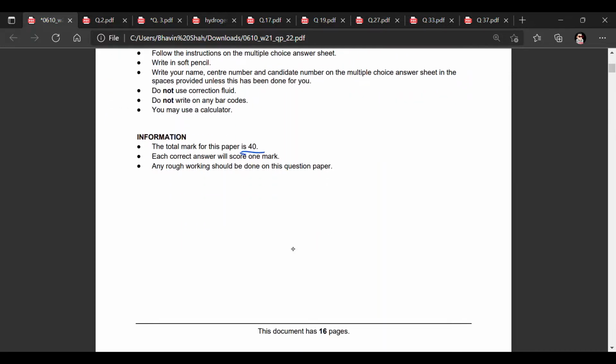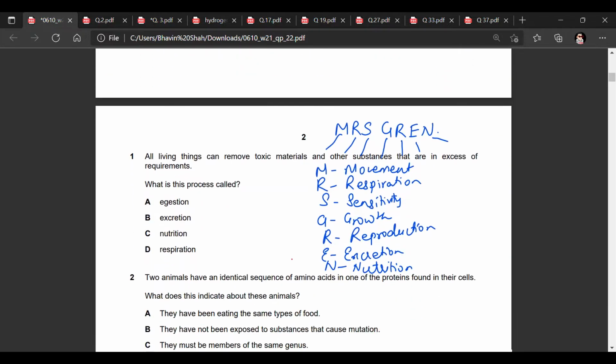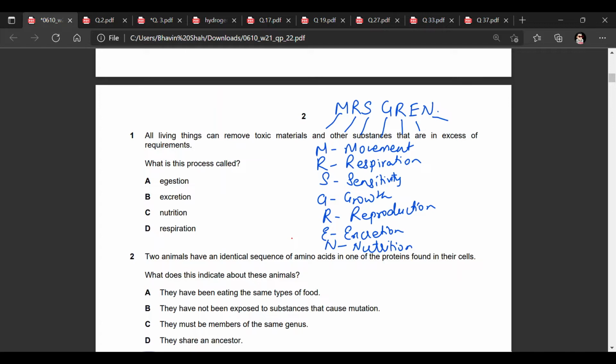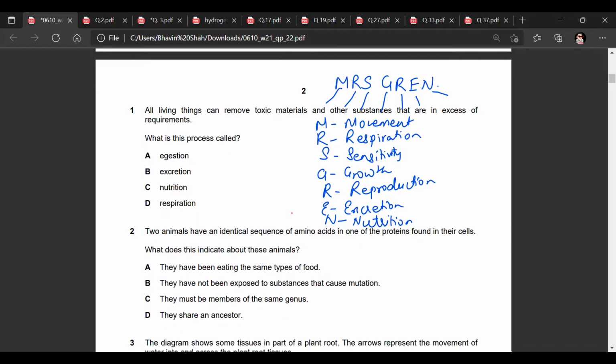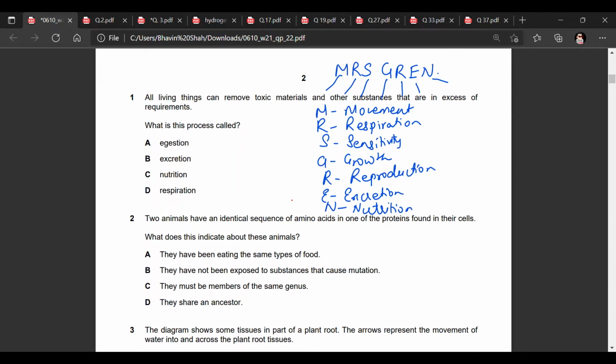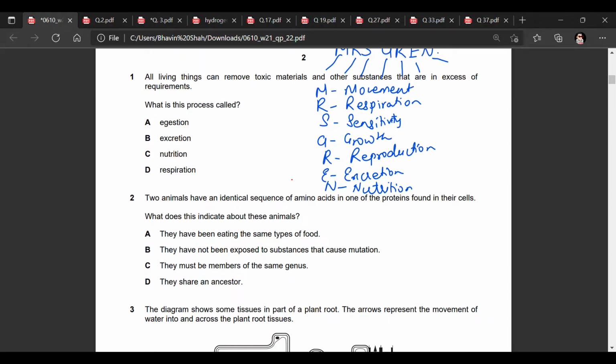Starting with the first question, we are looking at all living things can remove toxic materials and other substances that are in excess of requirement. What is this process called? This particular question comes from chapter 1 where we are looking at the life processes, which is MRS GREN as a short form that we learn. MRS GREN stands for movement, respiration, sensitivity, growth, reproduction, excretion, and nutrition.